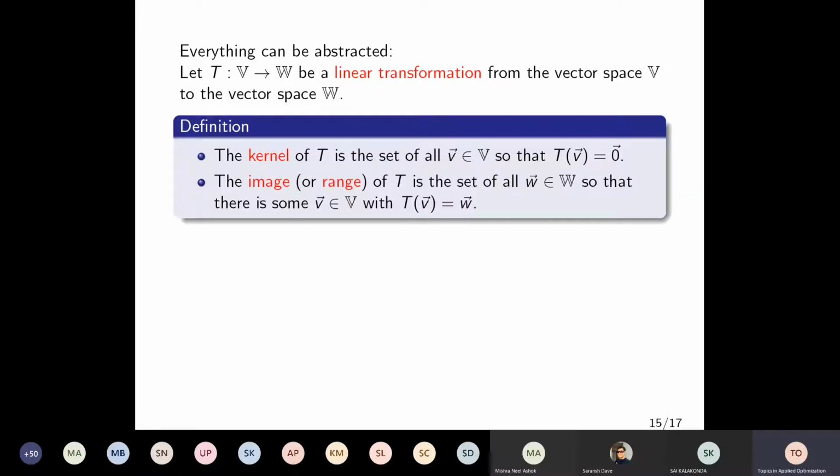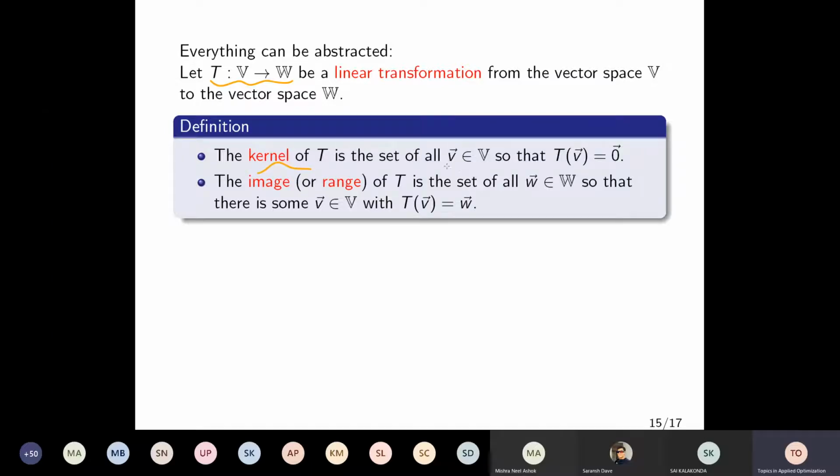Okay, now let me go through something called linear transformation. A linear transformation is nothing but a function from a vector space V to a vector space W. So it's like a function.